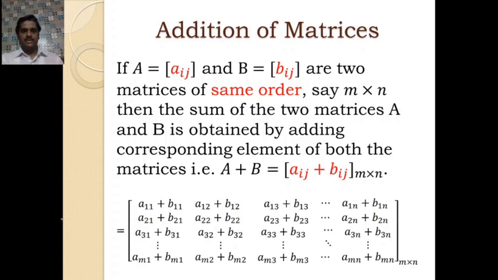Here you can see the first element of A plus B is A11 plus B11. Nothing but the element with index 11 gets added with the element with index 11. Similarly for all the elements. You have to add the elements component wise.